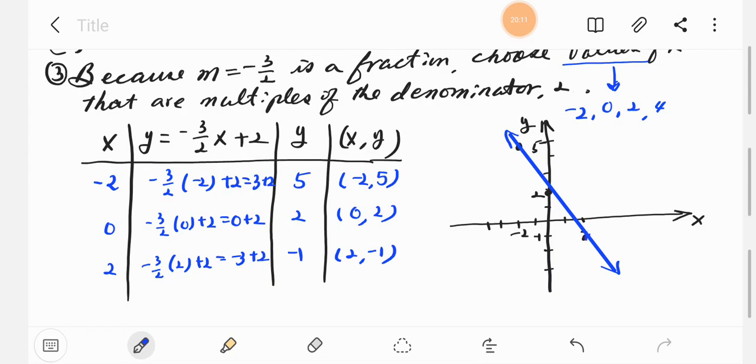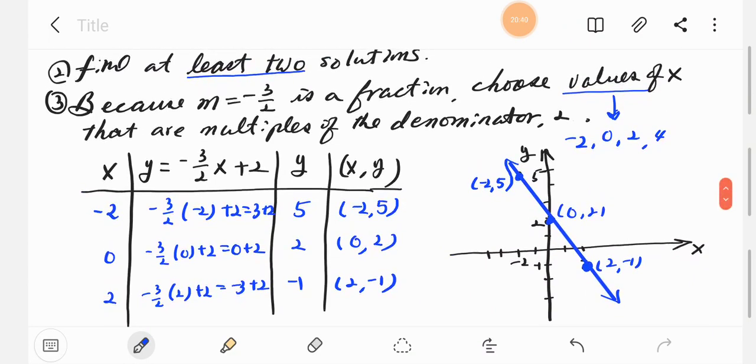So this point is when x equals 2, y equals -1. And this point is when x equals 0, y is 2. How about this point? This point is x equals -2, then y is 5. Okay, something like this. Simple, isn't it? So when you graph, there are different ways to graph a linear equation, but this is the first method so far.